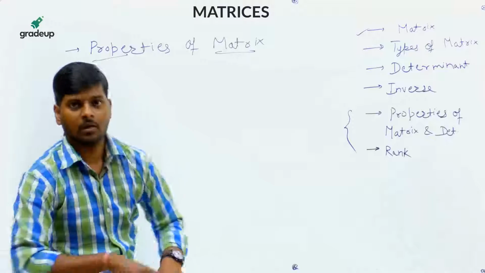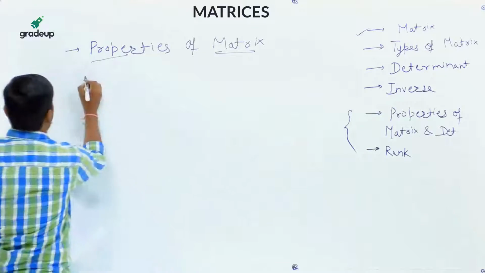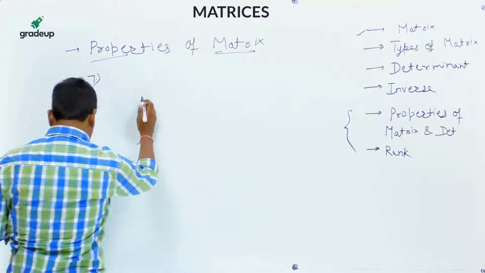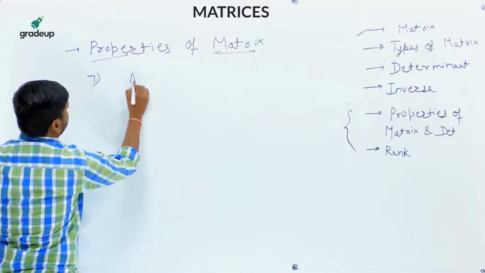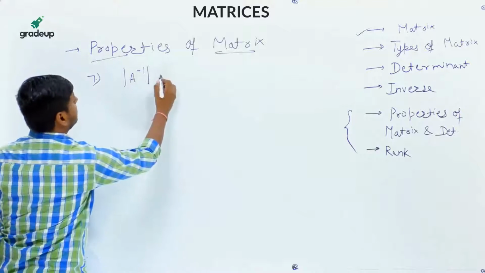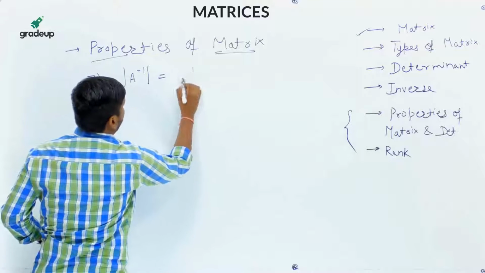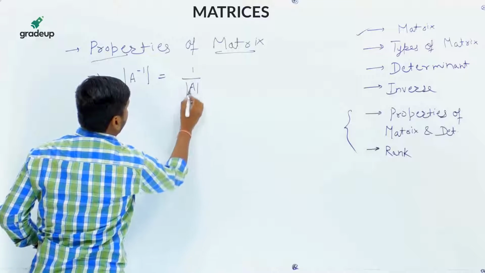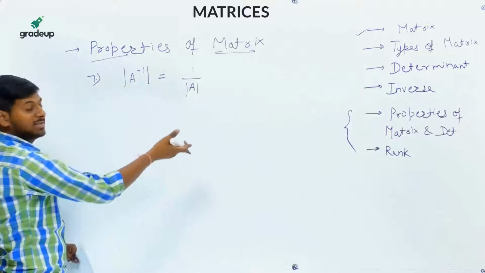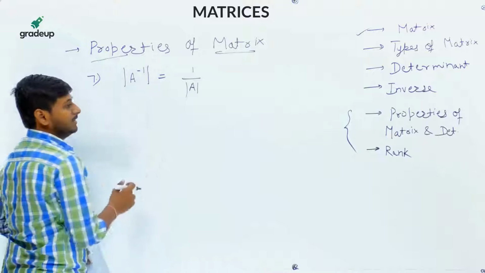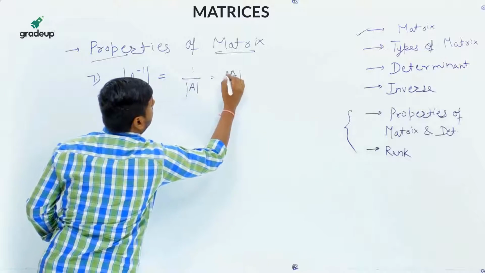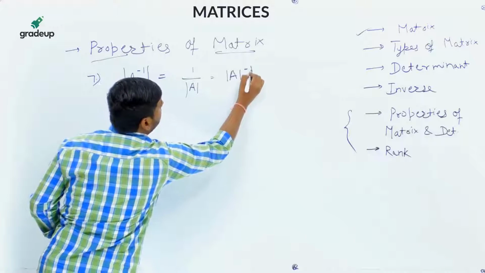Okay. Now we will see the seventh property. The seventh property is the inverse property. The determinant of the inverse of a matrix is equal to 1 by determinant A. The determinant of the inverse of a matrix is just the inverse of determinant A, that is equal to determinant A to the power minus 1.